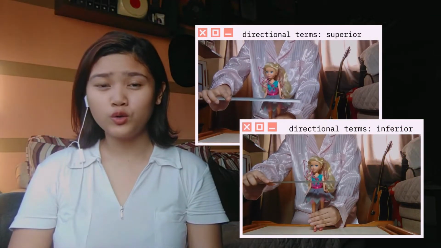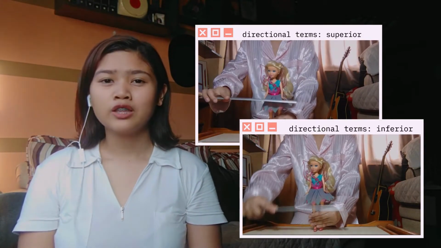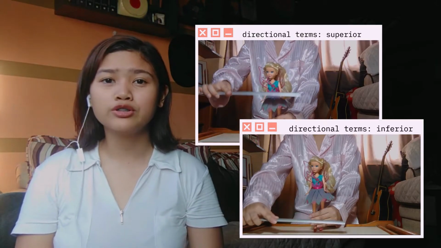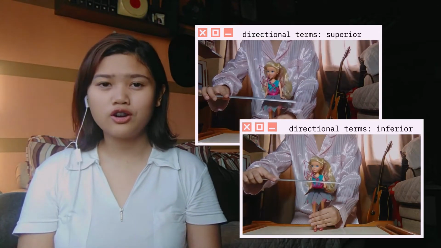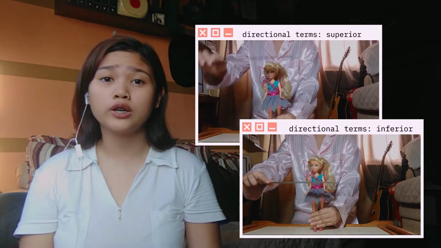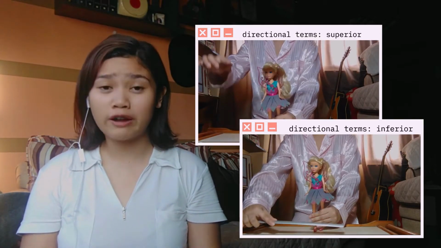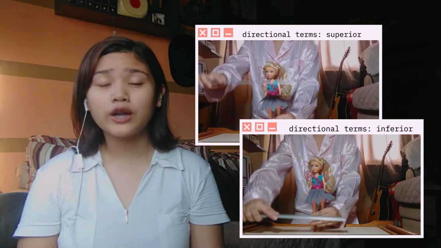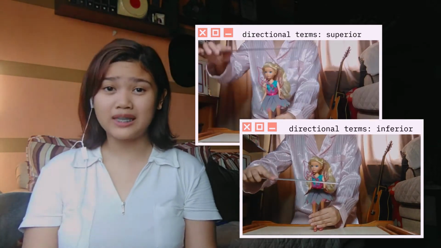For the last two directional terms, the inferior and the superior, they are both not applicable to animal anatomy. Inferior refers towards the lower extremities or the lower part of the body, while superior is a directional term which refers towards the upper extremities or upper part of the body.